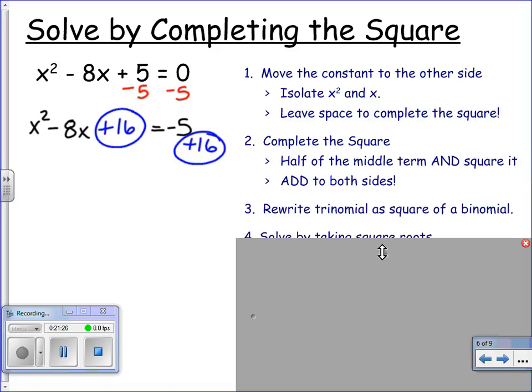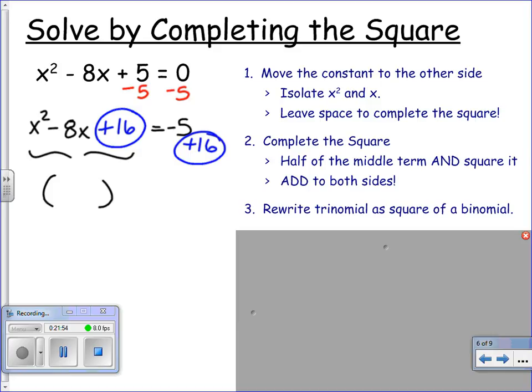Okay. Step 3 is rewrite your trinomial now. You just made it a perfect square trinomial, x squared minus 8x plus 16. And that can be written as the square of a binomial in a group of parentheses. So this is the whole reason that you're doing this process, is to do step 3, which is rewrite it. So I'm focused over here on the left side of the equation. This x squared minus 8x plus 16, I'm going to rewrite as the square of the binomial, which we were just practicing on the last slide.